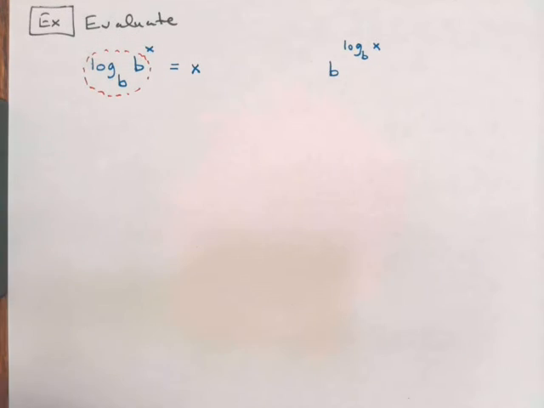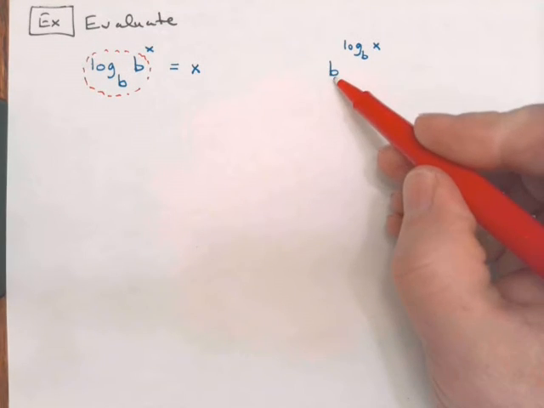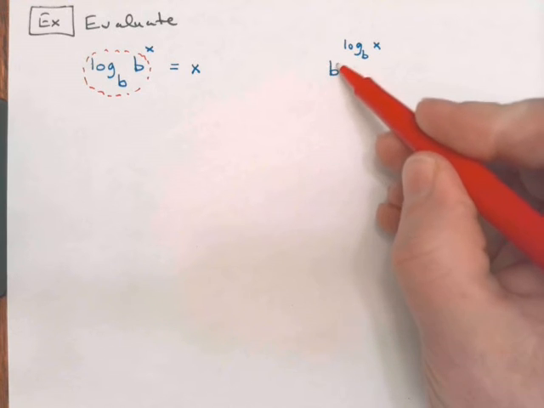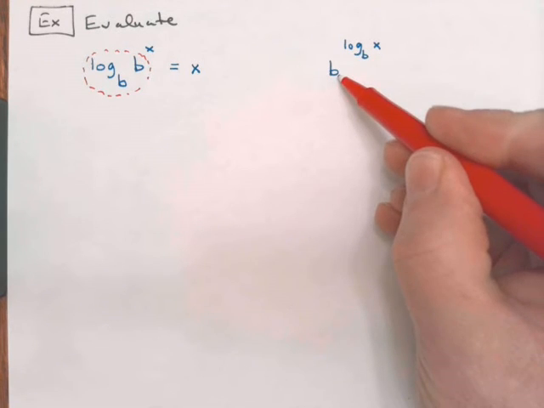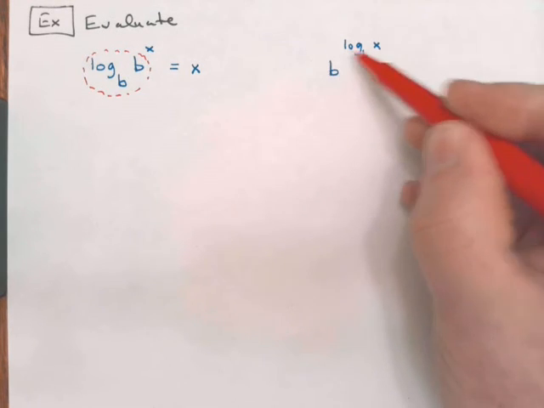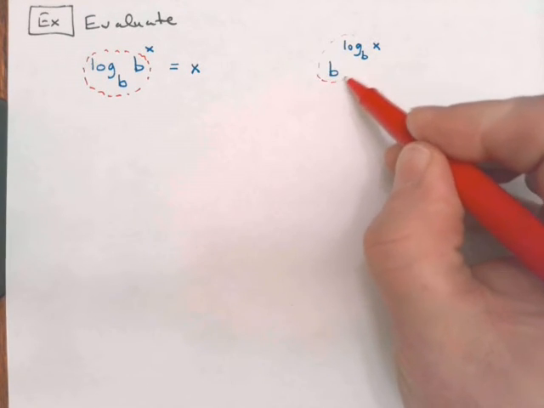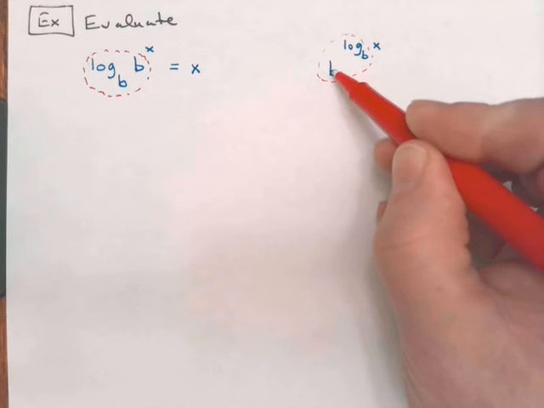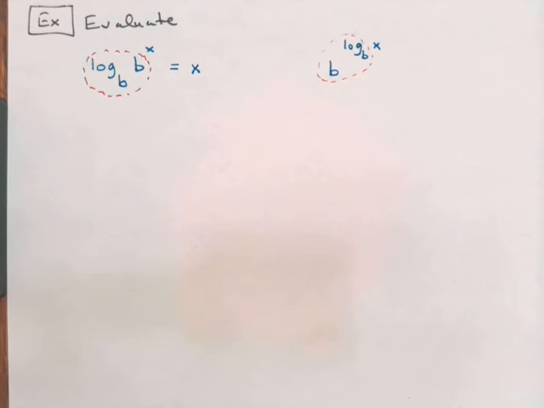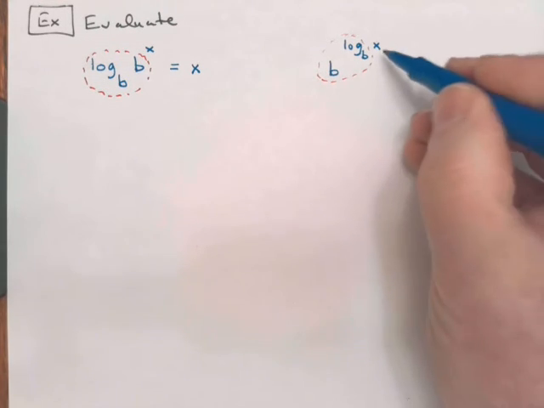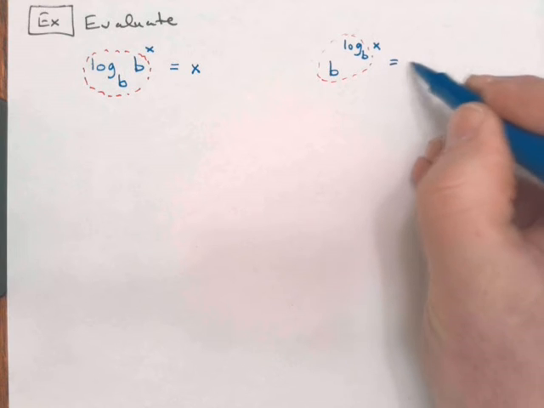Similarly, in the other property we're going to be using, here we have b raised to a power, so the base of the exponent is b, and up in the exponent we have log of base b. Again, similarly, if the base of the exponent and the base of the log are the same, then that will simplify to just this value here, which in some textbooks is called the antilog.